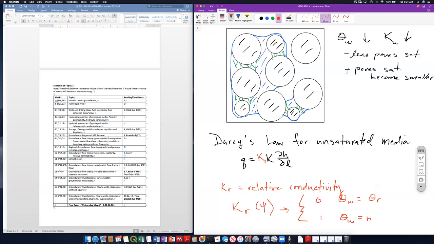All right, so when I am fully saturated, this is 1. And Darcy's law just goes back to my saturated Darcy's law. When I am at my residual saturation, when I've drained my pores as far as they can go, and I only have the smallest pores left that are saturated, my K sub R goes to 0, and I basically can't have fluid flow anymore. All right. And so my q goes to 0. All right, so relative conductivity gives us a way to modify the hydraulic conductivity as a function of the saturation or the pressure head.